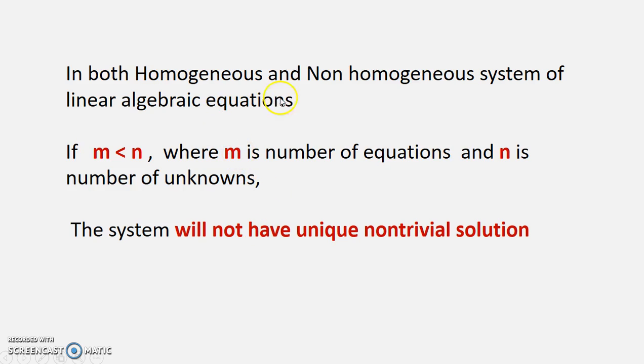In both homogeneous and non-homogeneous systems, m is the number of equations. If m is less than n, one thing we can certainly tell: it will never have a unique non-trivial solution.